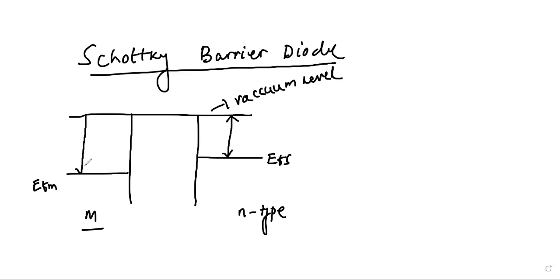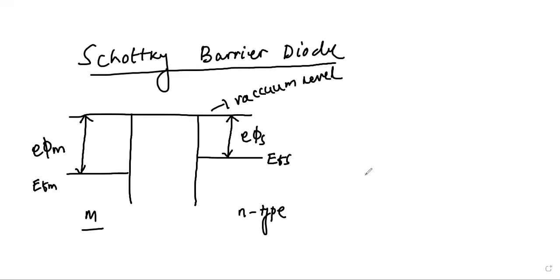Then I showed you the energy gap between the vacuum level and the Fermi energy of both metal and semiconductor. We will define this energy as the metal work function. On this side I wrote it as e phi m, phi m being the potential and e being the electronic charge. Electronic charge multiplied by the potential gives us the energy, so in terms of energy I have written it this way. Similarly here I will write e phi s, which is the semiconductor work function.